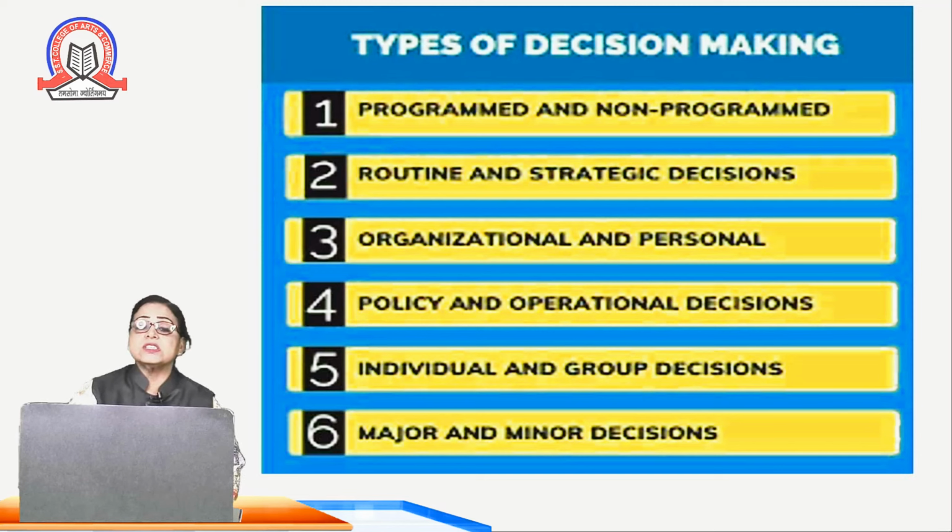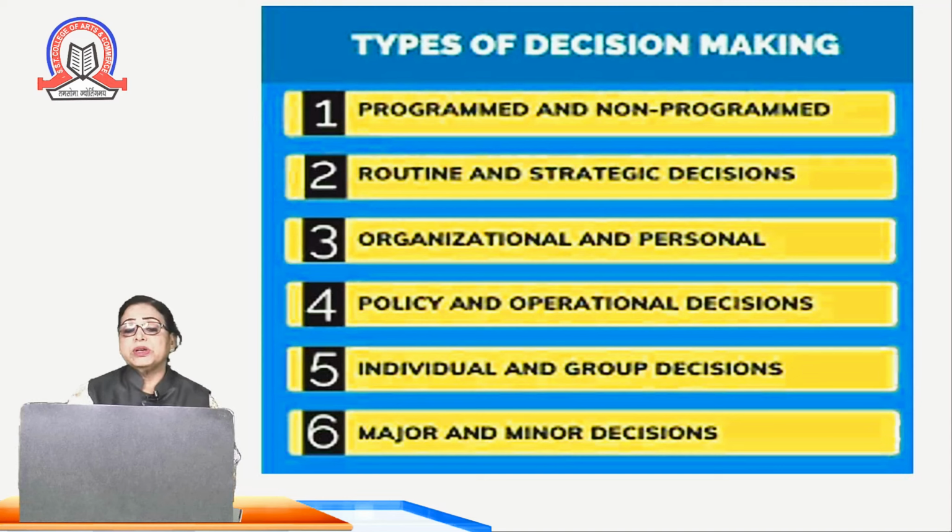Policy. What are the policies? Pattern of behavior and operational decisions, the activities decision, the cost of operations and many more things. This is also a type of decision making. Individual and group decisions. There may be groups working together as a team. They may take collective decisions for the betterment or upliftment of their group, organization or department. When a single person takes a decision, that is called individual decision making.